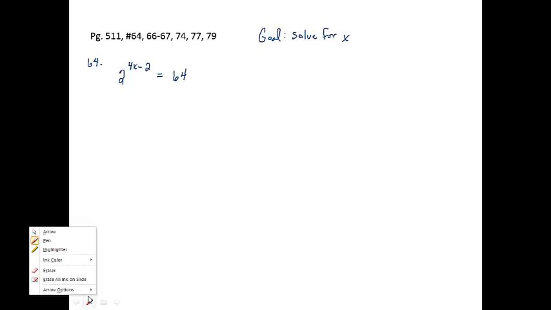Okay, so we have, my book is far away from me, let me bring it closer. Okay, we have 2 raised to the 4x minus 2 equals 64. And my goal is to solve for x. However, x is in the actual exponent.